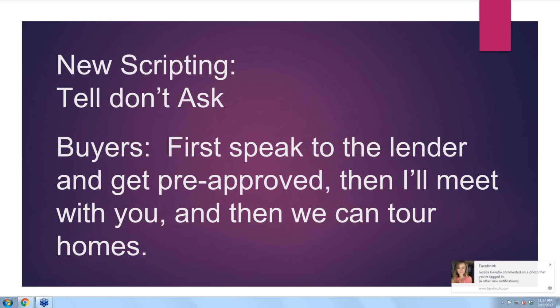So the scripting we use is we tell the clients that we're going to meet with them. And guess what? They really don't say no because we're not giving them the option to say no. So the script is to the buyer, first speak to the lender and get pre-approved, then I'll meet with you, and then we can tour homes. I'm dictating to the buyer what's going to happen, right? I'm not saying, well, let's meet for a buyer meeting and then talk to a lender, but I'll start touring homes with you right away, right?